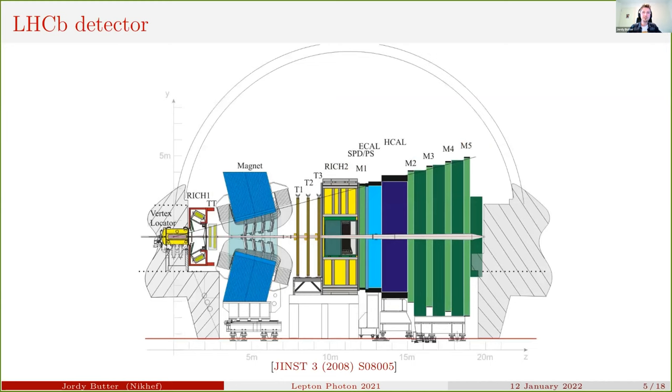So the LHCb detector, you've probably already seen, but two very important things to mention for this measurement are excellent time resolution. This is very important for measurements like delta ms. And also the particle identification with two dedicated RICH detectors to differentiate pions from kaons, for example.